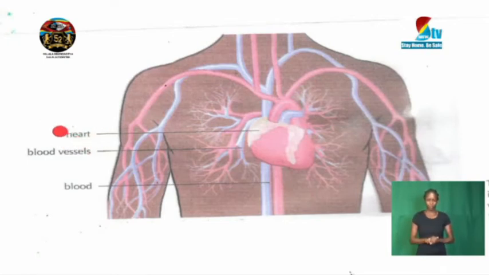So now we have the heart. That black line shows where the heart is. The heart acts as a pumping organ. It pumps blood to all the parts of the body, even your smallest toe in the foot. And then we have also blood vessels. Blood vessels are simply tubes through which blood travels around the body. And then lastly, we have the blood itself.